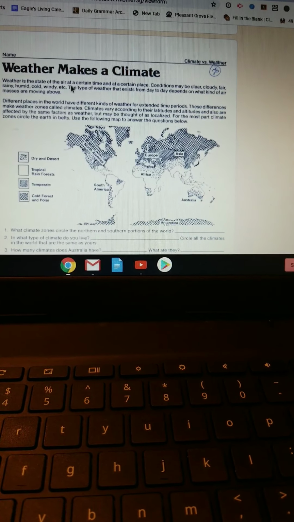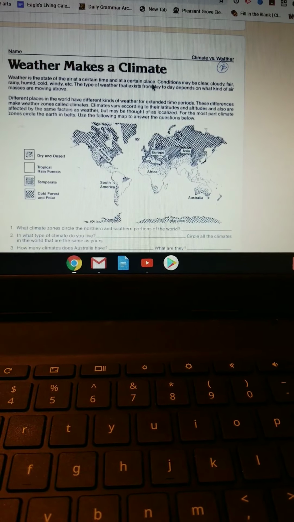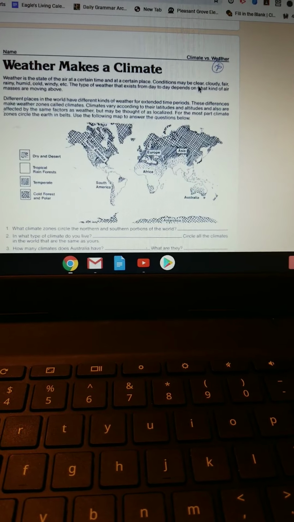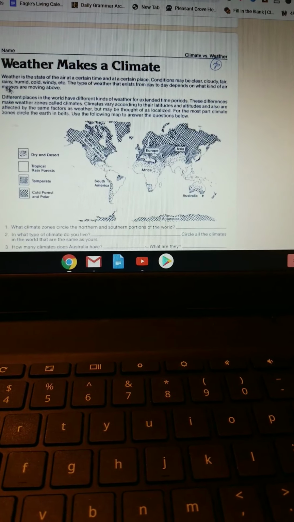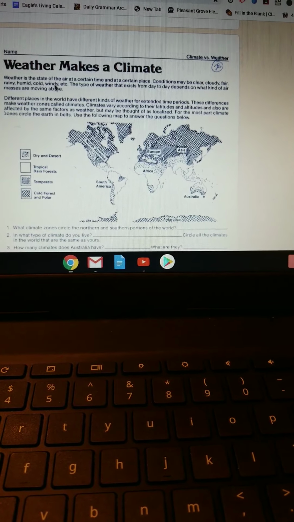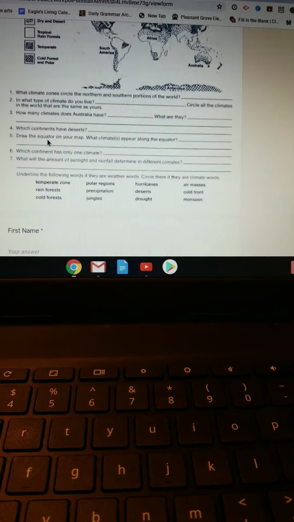And then also it lists in here, weather is the state of air at a certain time. Conditions may be, so these are going to be our weather words. Clear, cloudy, fair, rainy, humid, cold, windy. Okay, so that's what you're looking for there. So that gives you an idea of some weather words, and then we've got climate words here. You're just going to make a list.